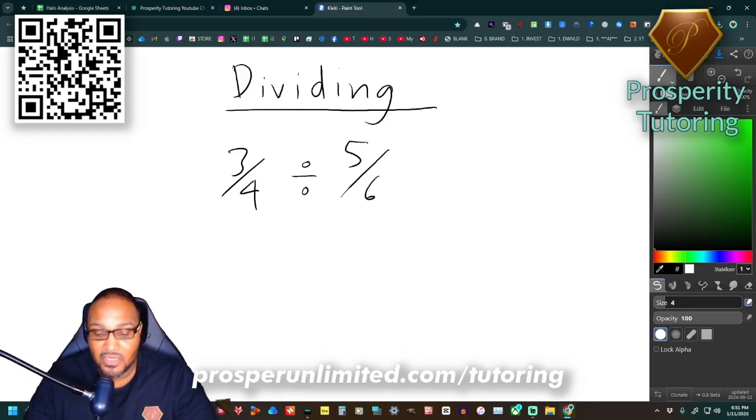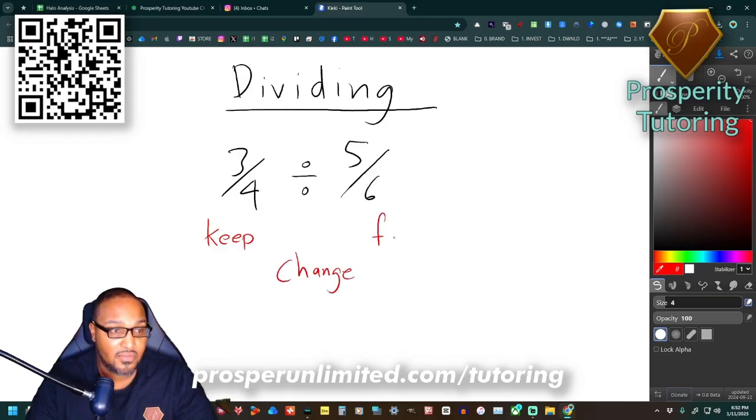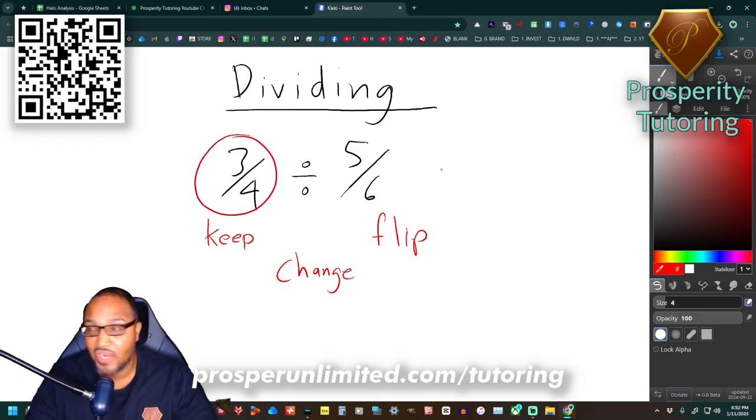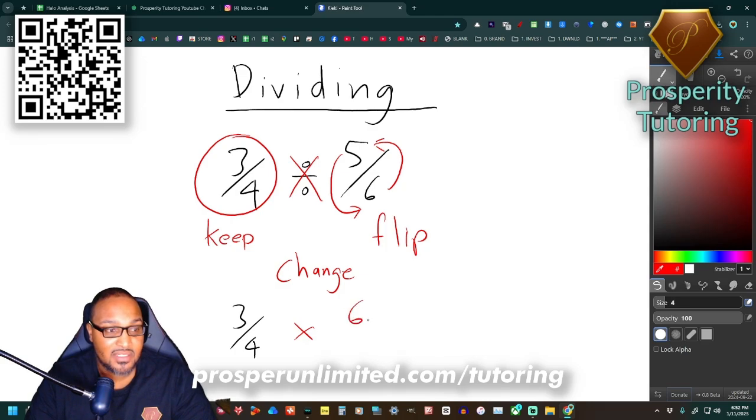How about that? There is a technique that we use called keep, change, flip. Keep, change, flip. Well, what do you keep? You're going to keep the first fraction. Then you're going to change the division into multiplication, and then you're going to flip the second fraction. Keep, change, flip. So what this is going to turn into is, this is going to become 3/4 times 6/5.